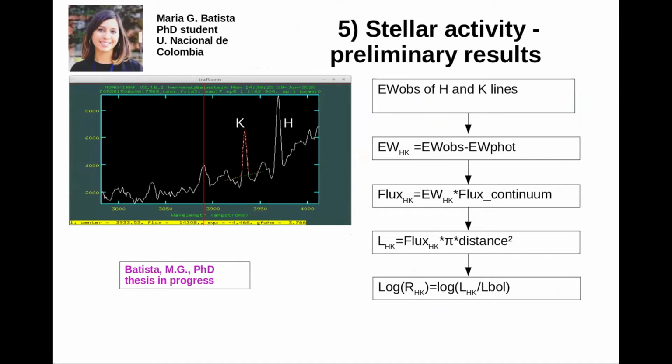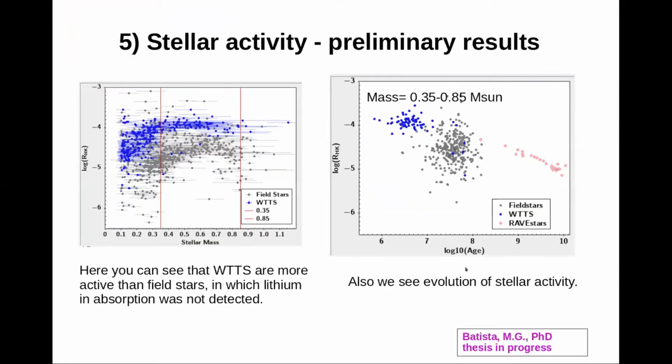Now, this is a preliminary result on stellar activity. My student Maria Batista uses the calcium line as an indicator of stellar activity. Following this scheme, the equivalent width of the H and K lines is converted to the activity indicator. So here we show you this activity indicator versus stellar mass for weak T Tauri stars and field stars.